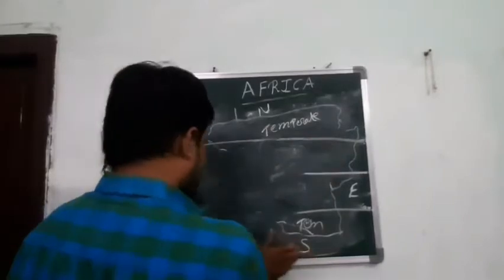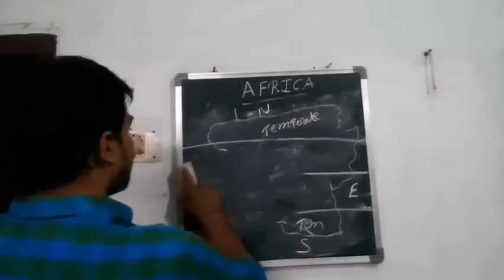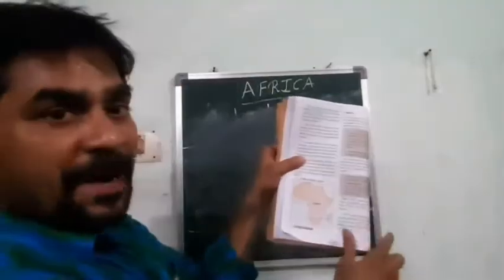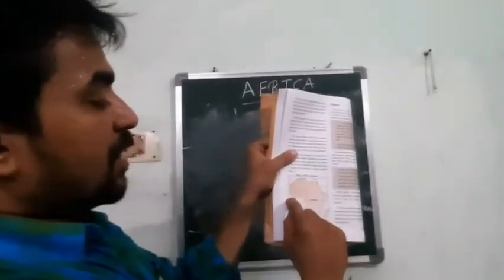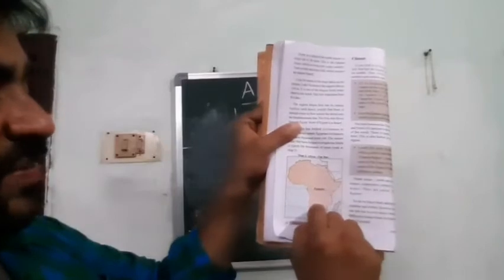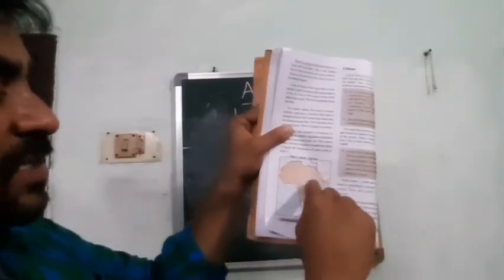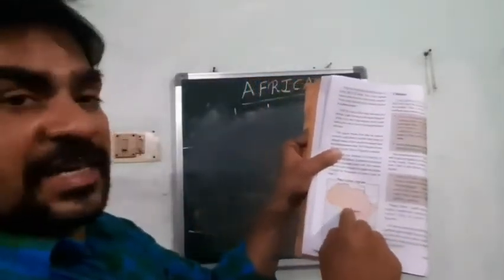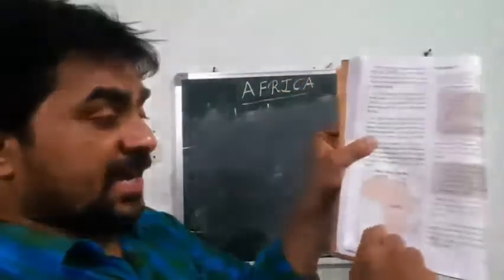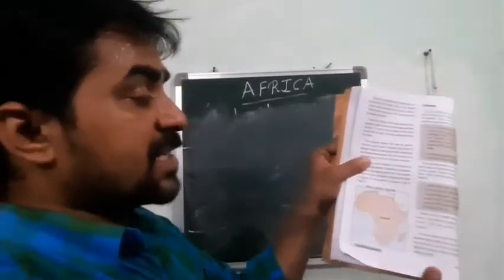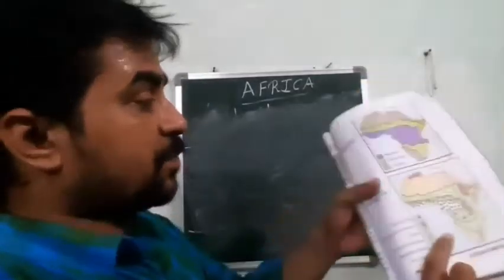Please see that in your textbook. See in your textbook, this is a map of Africa. This is the 0 degree equator, and this line to the north is the Tropic of Cancer, and this is the Tropic of Capricorn, and this area is called the tropical area. The tropical areas have high temperature and also high rainfall. If you go above the Tropic of Cancer and below the Tropic of Capricorn, you can see the temperate zone, and here the rainfall is moderate.